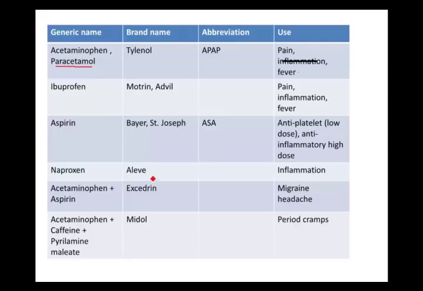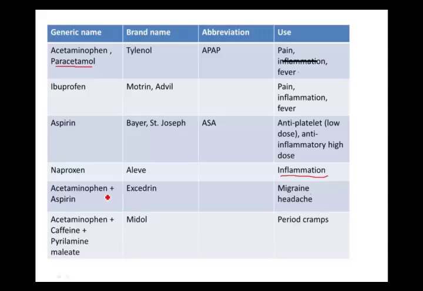Naproxen, you've heard of. You've seen the commercials for Aleve. Excellent anti-inflammatory agent. Not so much with fever and pain. And then understand that, and we'll talk about this a little bit later as well, there are NSAID combinations. So, Excedrin is essentially acetaminophen and aspirin and caffeine, and that's really effective at treating migraine. Midol is acetaminophen, caffeine, and pyrilamine, and that's excellent for dysmenorrhea.